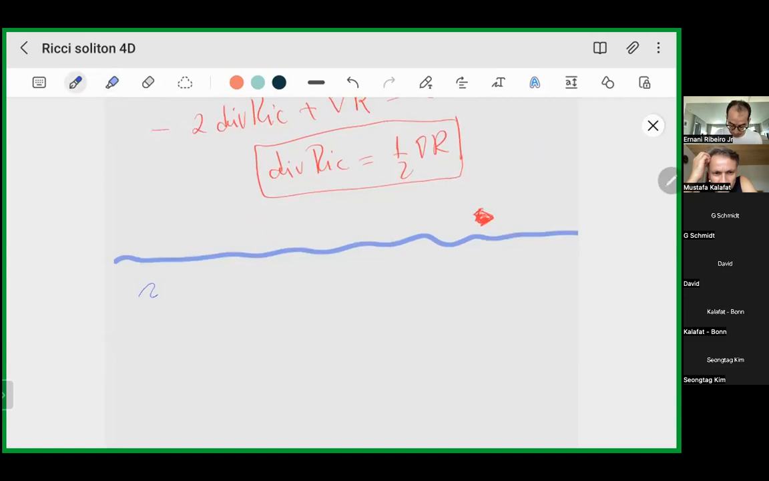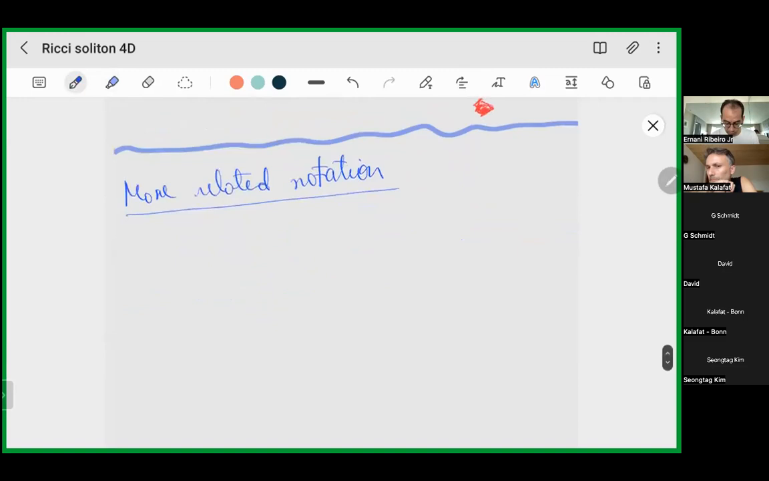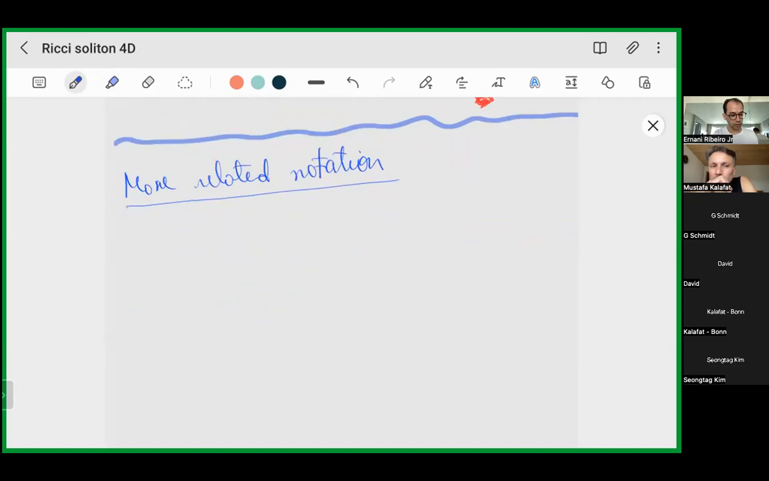If you have some questions, please feel free to ask me. Let me show more related notation. It's very common in the study of canonical metrics, Ricci solitons, quasi-Einstein metrics, critical metrics, looking for a smooth metric measure space. Why this is convenient is because we can associate a potential function.